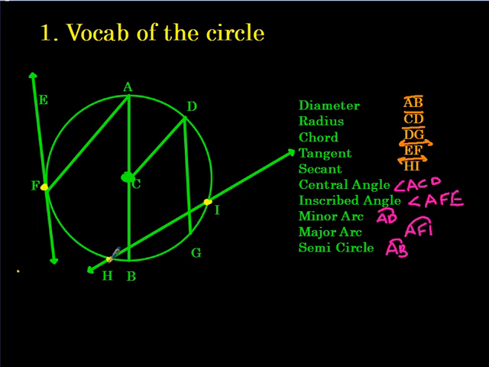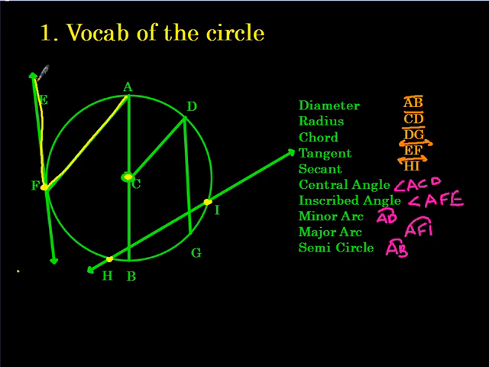A central angle is any angle where the vertex is the center of the circle, so angle ACD would be an example of a central angle. An inscribed angle is any angle where the vertex of the angle is on the circle, so AFE would be an example of an inscribed angle.